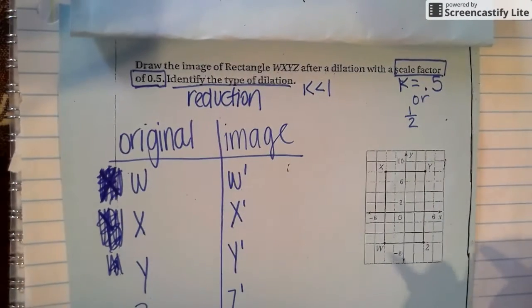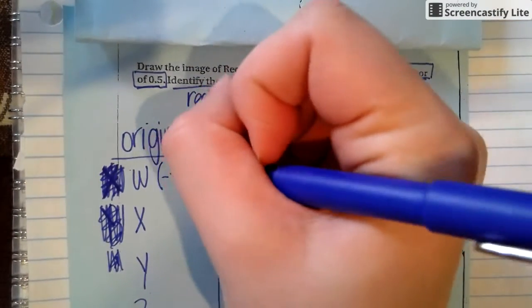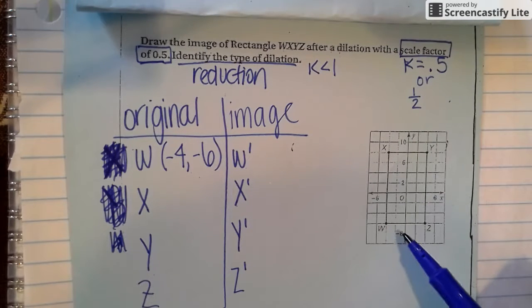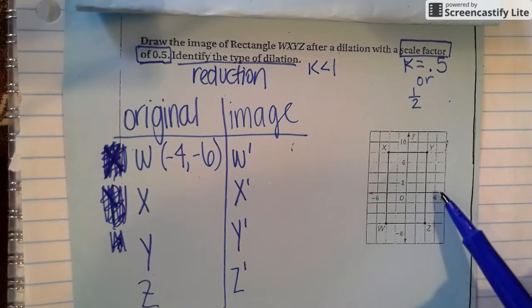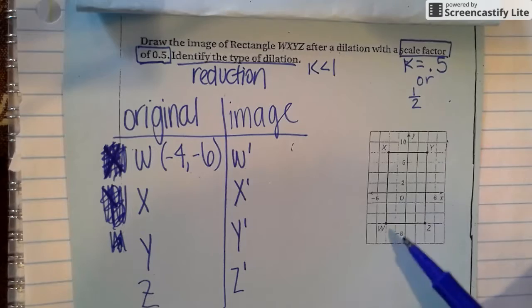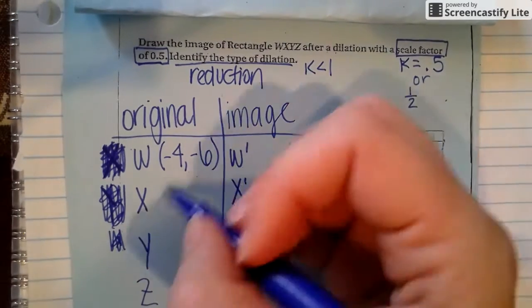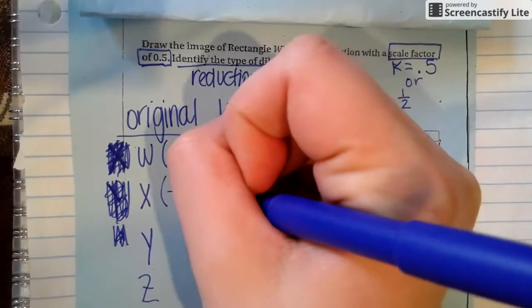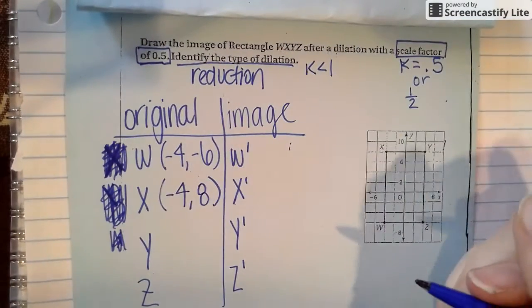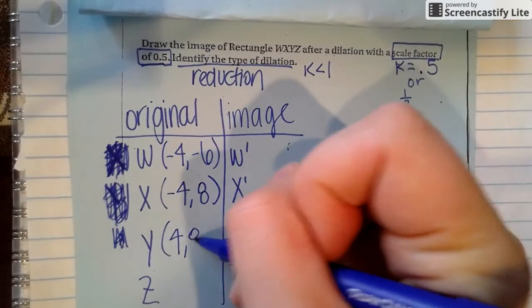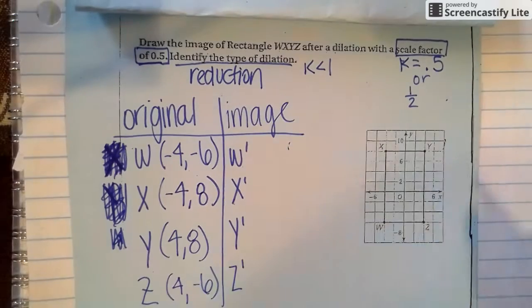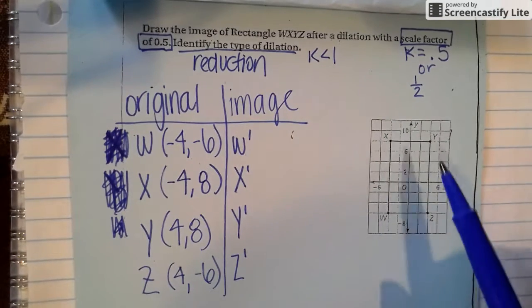So let me write my originals. So I have (-4, -6). That's my W. Also, what's a little bit different about this graph is it's going up by 2s on the x-axis, and the y-axis is by 2s also. So you have to be careful with that. X is (-4, 8). Y is (4, 8). And then Z is (4, -6). And I got those from the points on here.